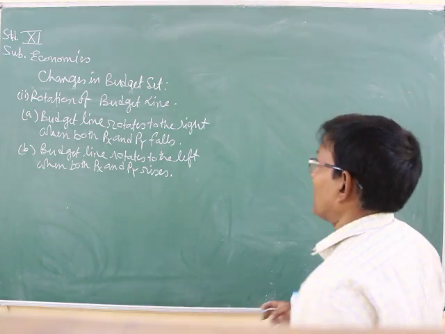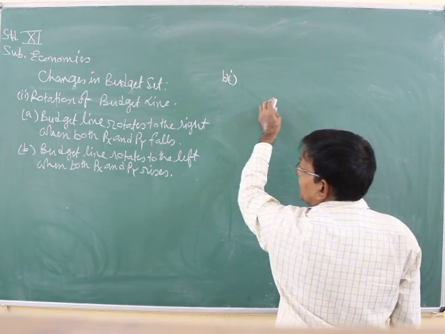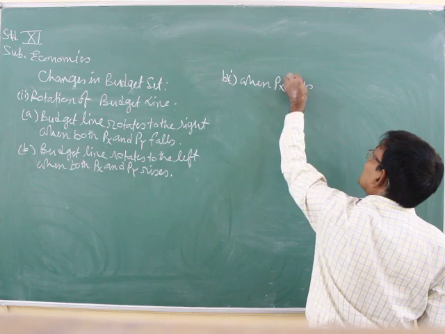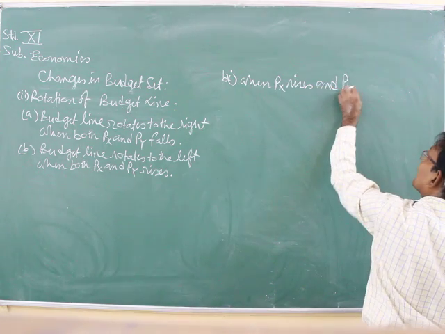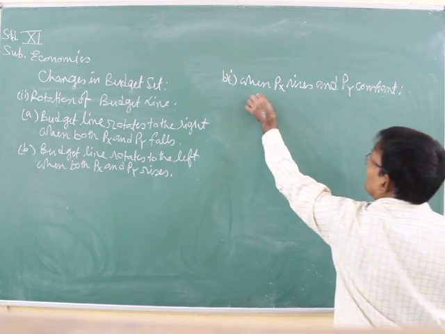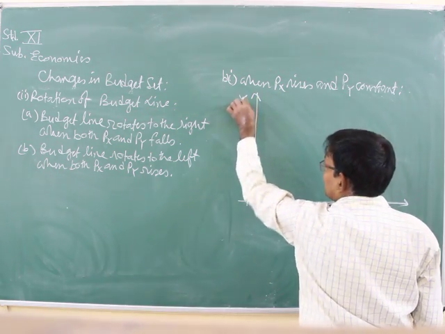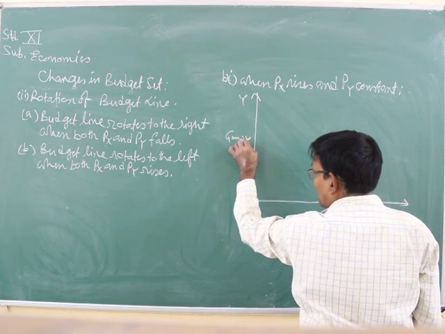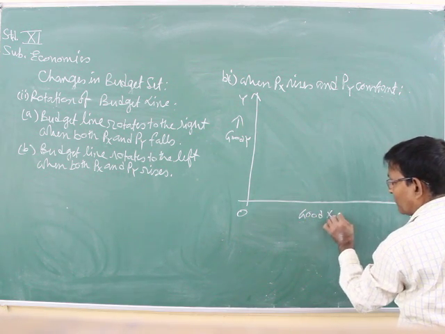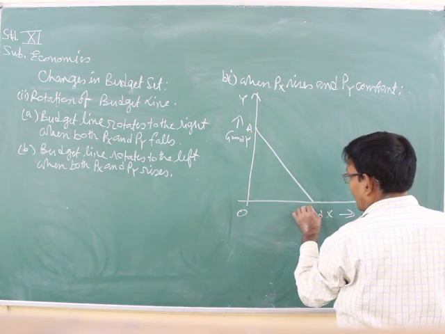You see, what will happen? The first sub case is Px rises and Py constant. So what will happen? We can explain it with the help of this diagram. Along y-axis measure good y, along x-axis measure good x. The original budget line is AB. You will use a scale. Okay, AB.